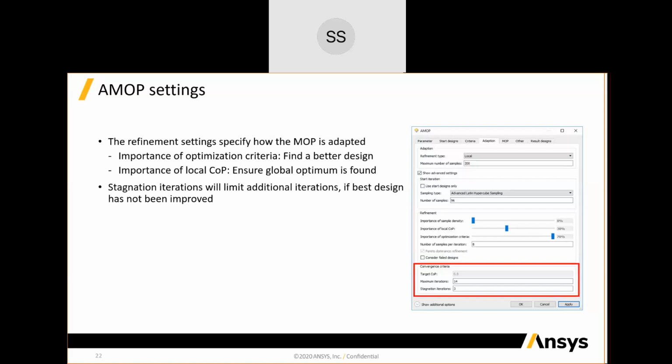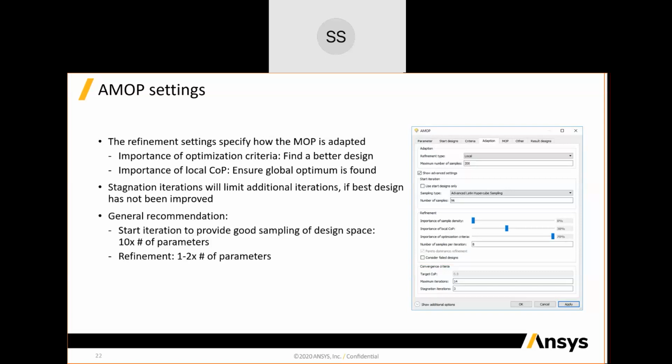And then we have a convergence criteria that just says if within 3 iterations we're not able to improve on the best design that we have found so far, then we're done adapting this meta model and we're happy with the results. Of course, now the questions are, how many designs should we start out with?